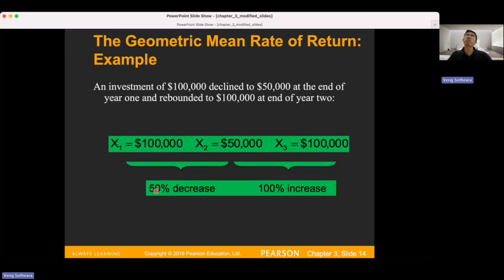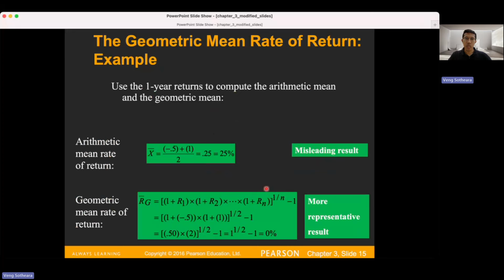So for the first year, you incur a negative 50% rate. In the second year, you have a positive 100% rate. So if somebody asks you to find out the average rate per year, you may sum them up and divide by 2. As a result, you will get 25% rate per year, right? But this is not the right result. It is a misleading result.